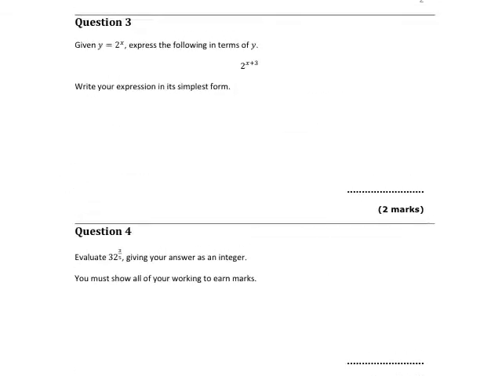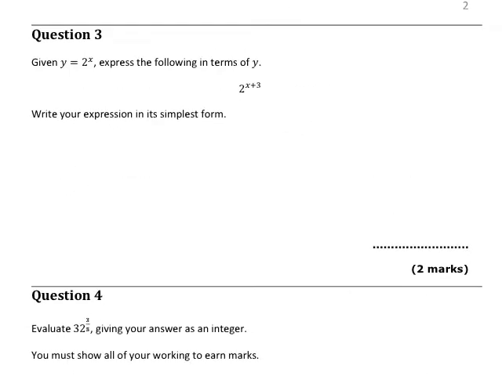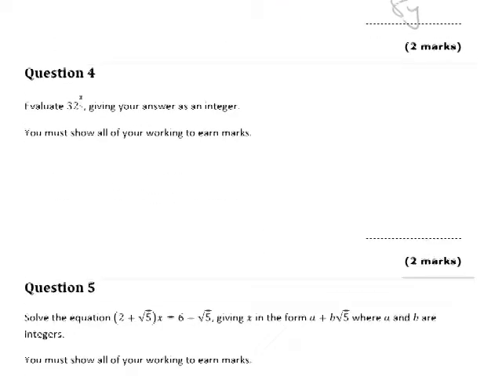Okay, next question 3. This is one of the more difficult questions on the paper. It's very easy to get confused with the rules of indices if you don't write down clearly what this means. 2 to the power x times by 2 to the power 3. That is where you need to be crystal clear in your working out, and then you change 2 to the power of x to y and 2 to the power 3 to 8, and the answer is 8y.